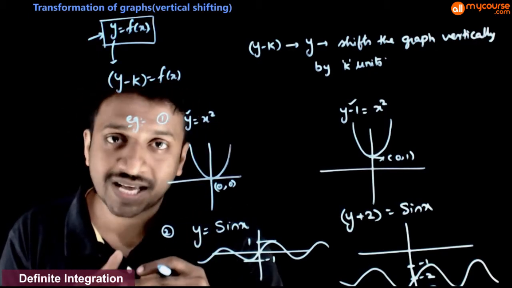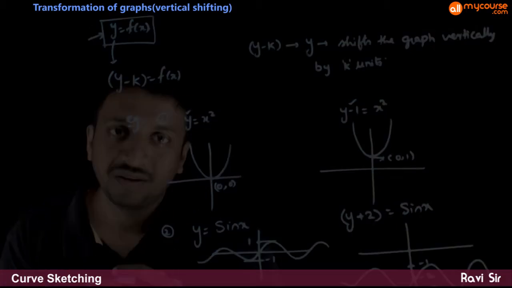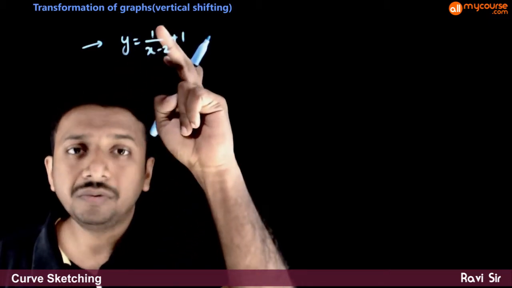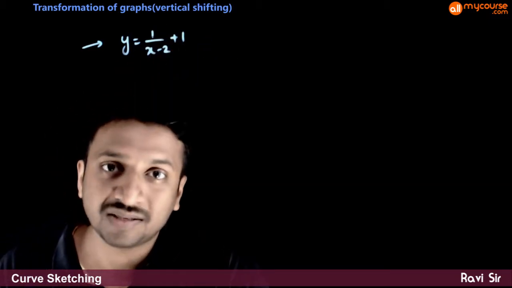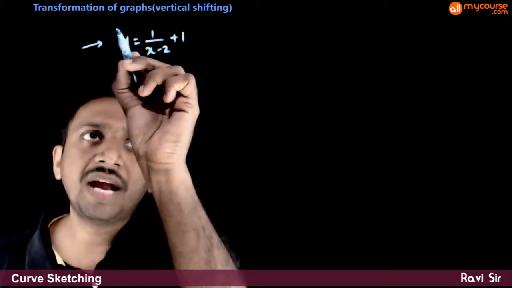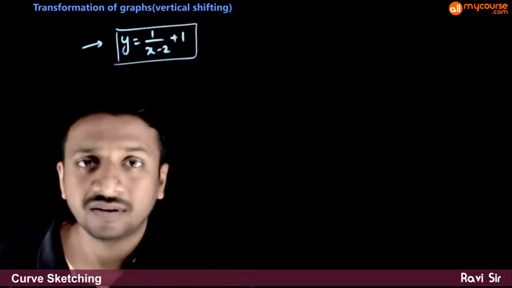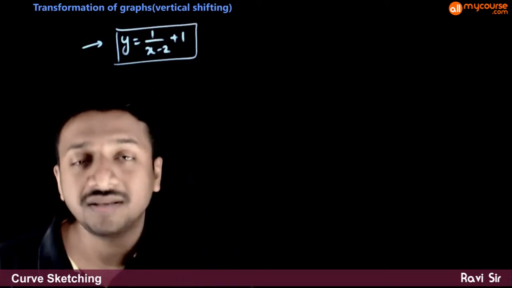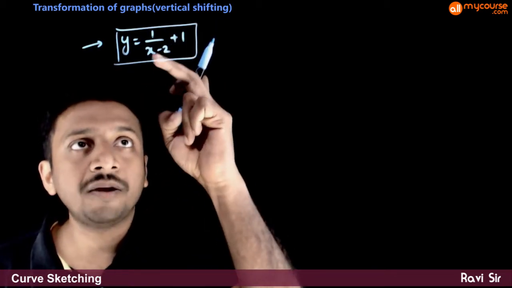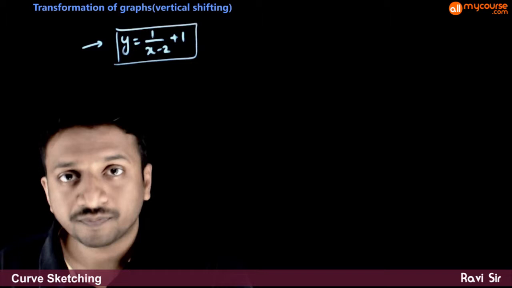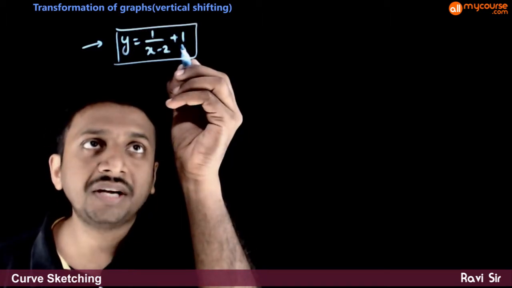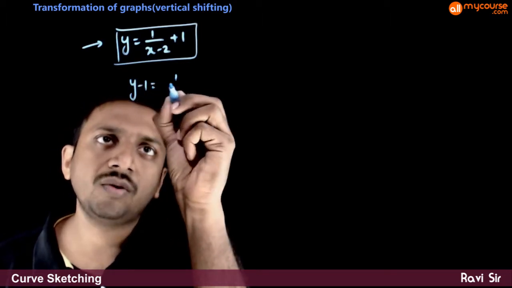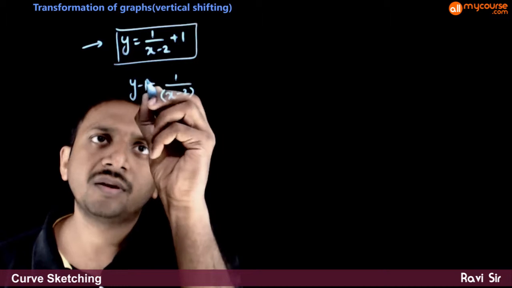So let us take a few examples where you do both of these. Now, for example, let us say that we need to draw the graph of y is equal to 1 by x minus 2 plus 1. So let us try to draw this graph using our knowledge of transformations. If you carefully look at this graph, what I try to do is take this 1 onto the other side. So y minus 1 is equal to 1 by x minus 2.